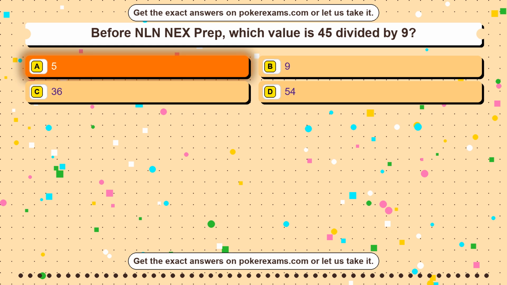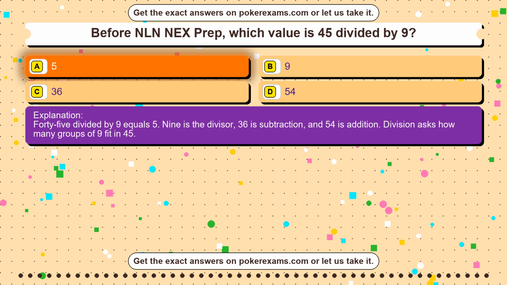The correct answer is option A. 5. 45 divided by 9 equals 5. 9 is the divisor, 36 is subtraction, and 54 is addition. Division asks how many groups of 9 fit in 45.